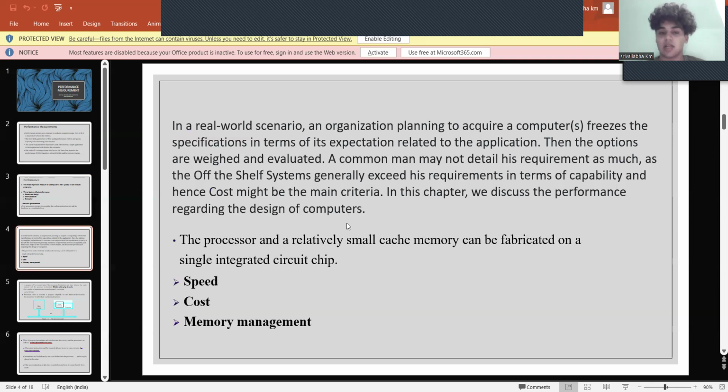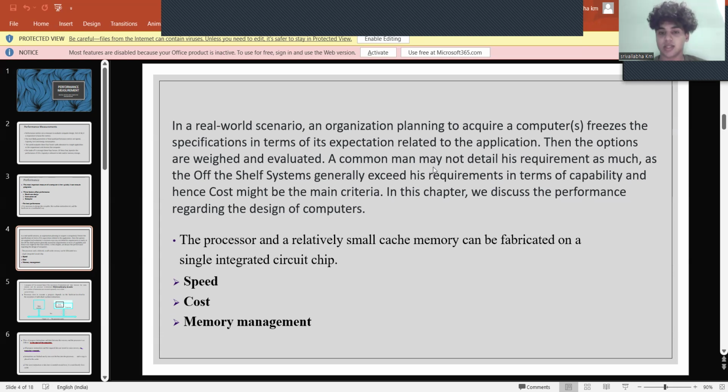In a real world scenario, an organization planning to acquire a computer freezes the specification in terms of its expectations related to the applications. Then the options are weighed and evaluated. A common man may not detail his requirements as much, as off-the-shelf systems generally exceed his requirements in terms of capability, and hence cost might be the main criterion. In this chapter, we discuss the performance regarding the design of computers.